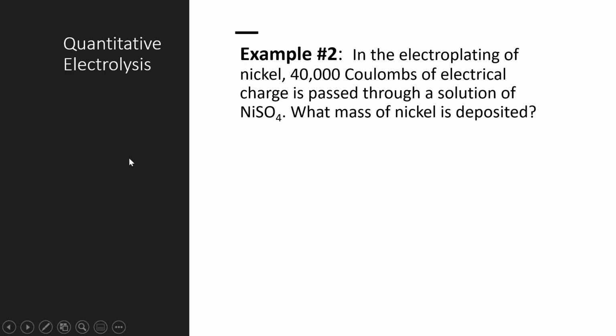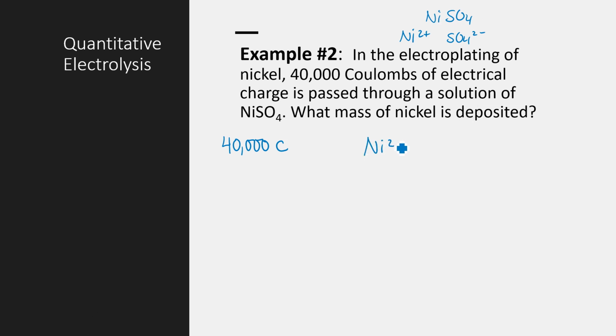All right, here's another example. In this case, we've got an electroplating of nickel. 40,000 coulombs of charge is passed through a solution of nickel sulfate. If we look at that chemical formula, we know that sulfate has a -2 charge. Therefore, nickel must have a +2 charge because these charges must add up to 0, since this compound is neutral. So what's happening is my aqueous nickel ions are being converted into solid nickel.